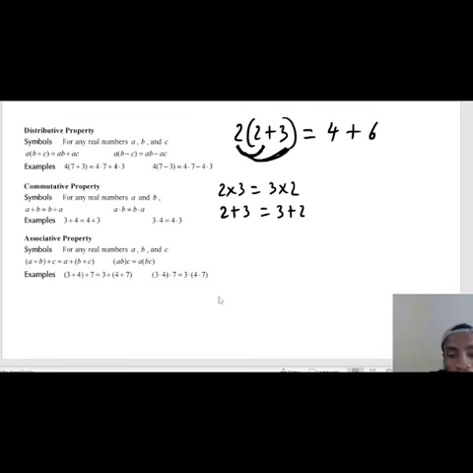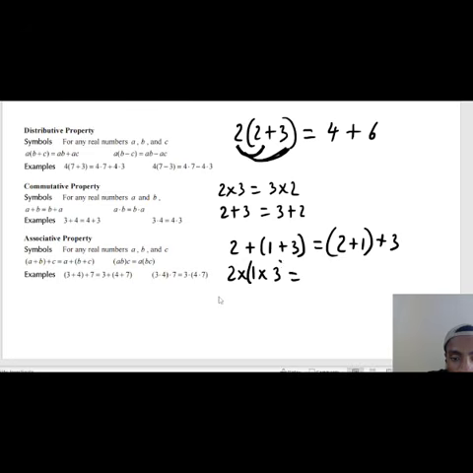Associative now. 2 plus 1 plus 3 is the exact same thing as saying 2 plus 1, in a bracket, plus 3. The associative property does not really change anything. Just like 2 times 1 times 3 is the same thing as, let's say we put a bracket here now, 2 times 1, in a bracket, times 3. These are all associative properties. They really do not change anything. You will obviously get the same answer when you're solving them. All right, let's move on.